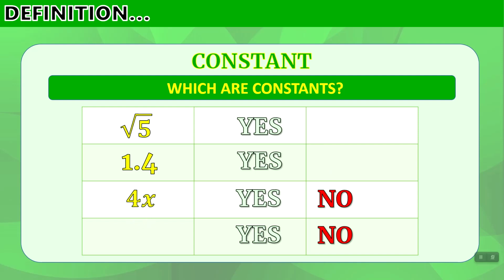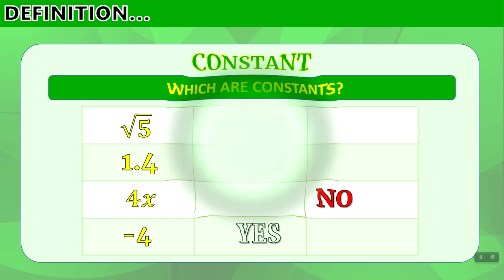What about 4x? No, that's not a constant, because depending on the value of x, your answer can change. What about minus 4? Is minus 4 a constant? Yes, it is. Minus 4 will always be minus 4 and nothing else.